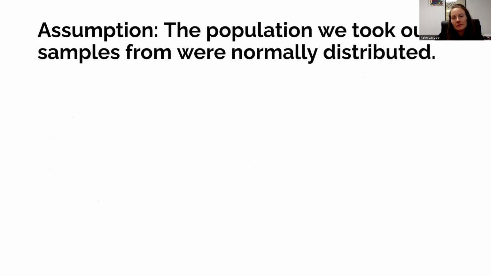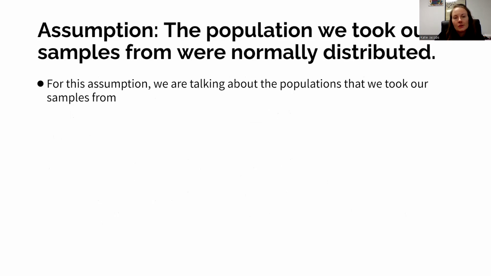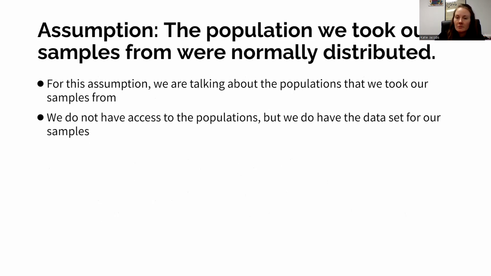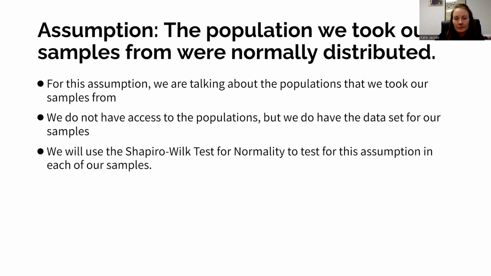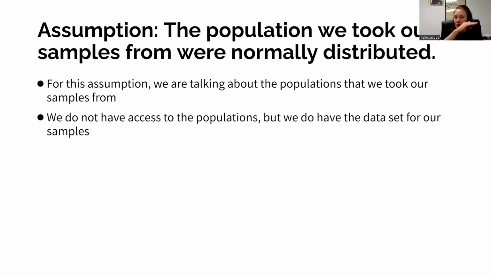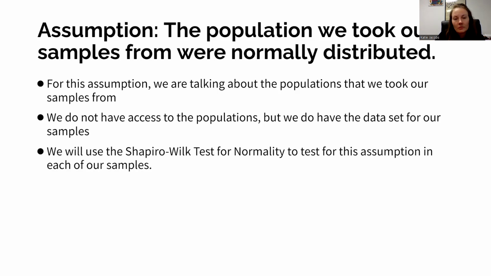Okay, then another assumption that we've seen is that the populations that we took our samples from were normally distributed. Although we don't have access to the populations, we do have access to our data set for our samples. So basically what we do is we test if our two samples' distributions are normally distributed. And if they are, we assume that the populations we took those samples from are also normally distributed. So again, you're going to use the Shapiro-Wilk test for normality to test for this.